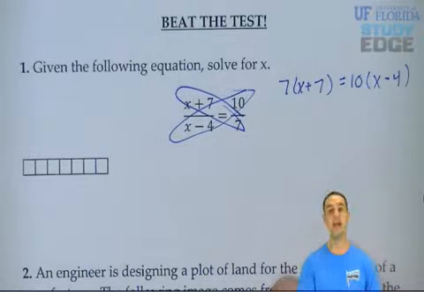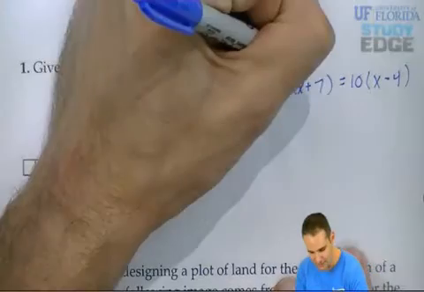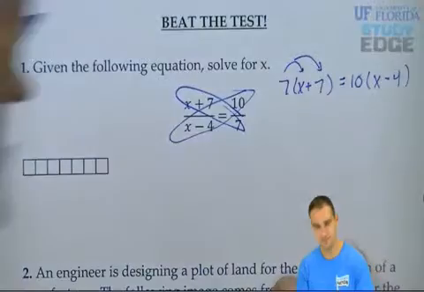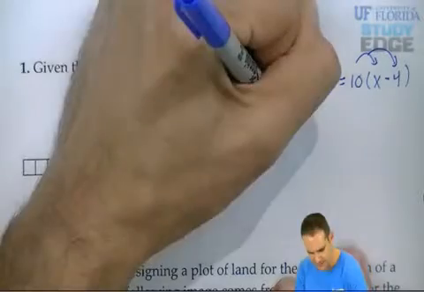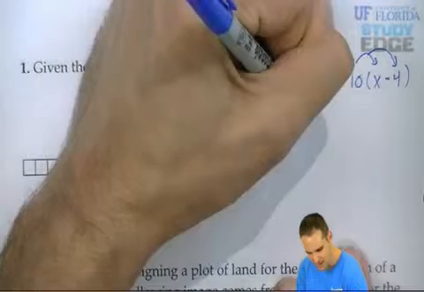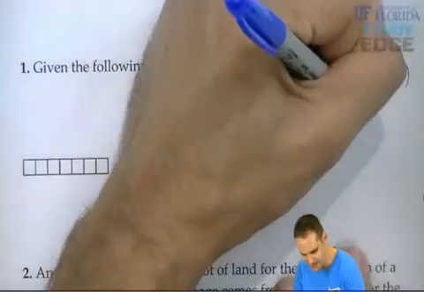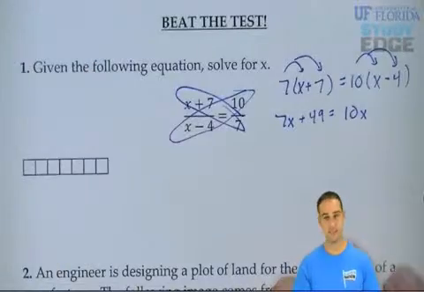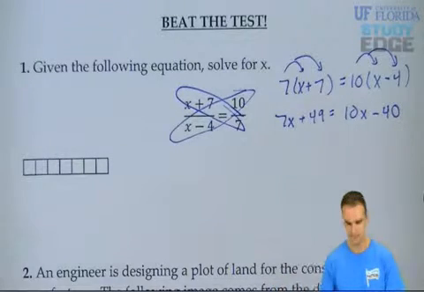Next up, I'm going to go ahead and distribute. So in this case, I would distribute 7 times x, 7 times 7, 10 times x, 10 times negative 4. 7 times x is 7x. 7 times 7 is 49 equals 10 times x is 10x. And 10 times negative 4 is negative 40, or in this case, minus 40.